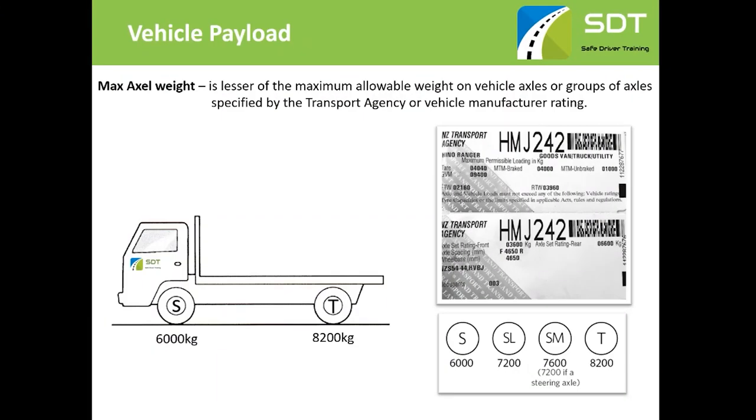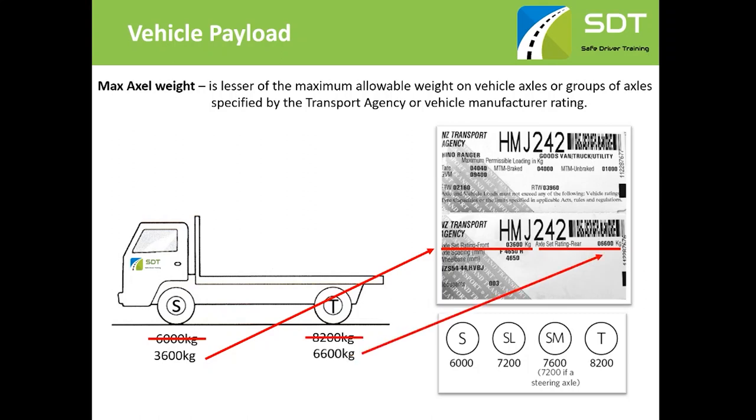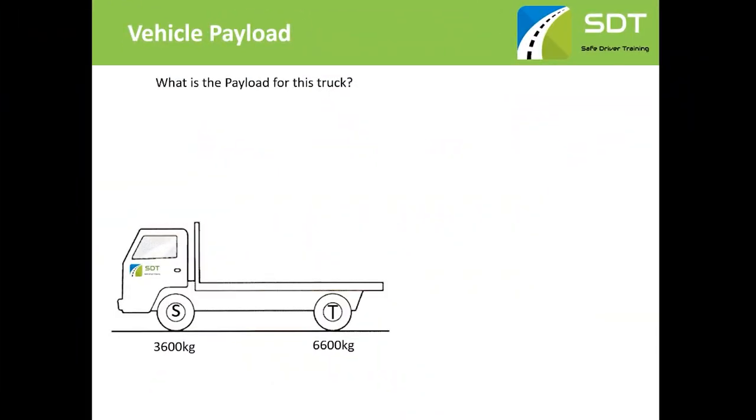As you can see, on the second page of this certificate, we've got the axle set rating for the front. According to the manufacturer, this axle is only rated to 3,600 kgs. The rear axle set is only rated to 6,600 kgs according to the manufacturer rating. We must use the lesser numbers. Maximum axle weight may be calculated by adding the maximum weight on the axles or group of axles of the truck. What is the payload for this particular truck?